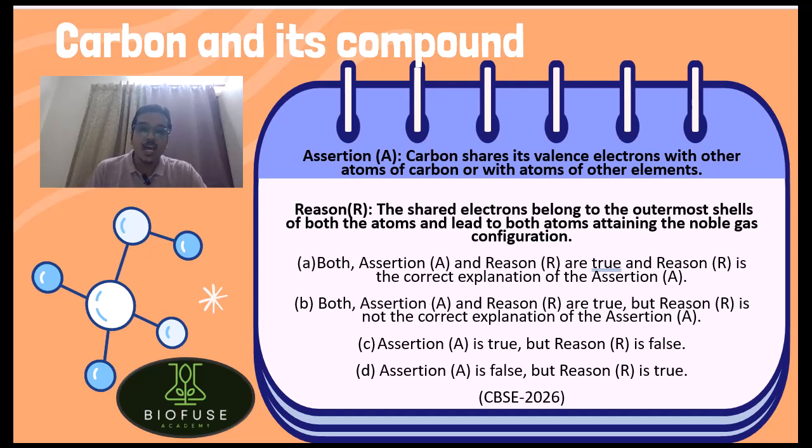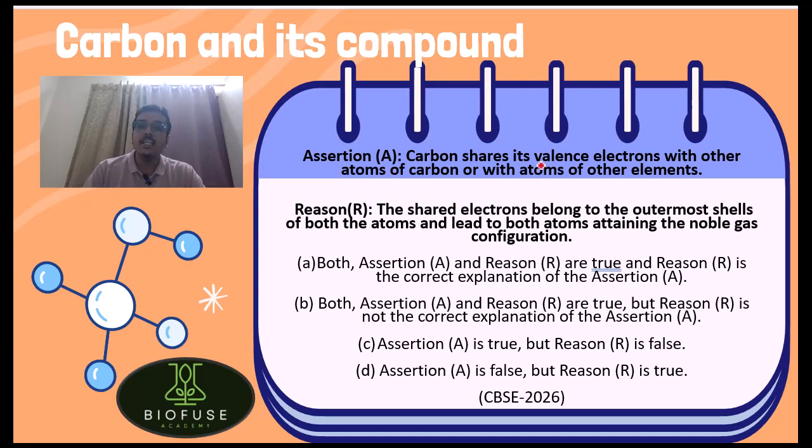So this question was asked in CBSE 2026. It is an assertion reason question. The assertion given is: carbon shares its valence electrons with other atoms of carbon or with the atoms of other elements. The reason given is: the shared electrons belong to the outermost shell of both the atoms and lead to both atoms attaining noble gas configuration. So this is the reason for the assertion.